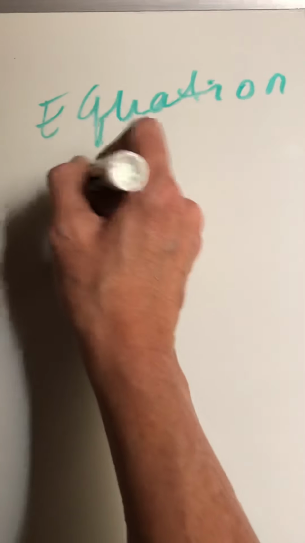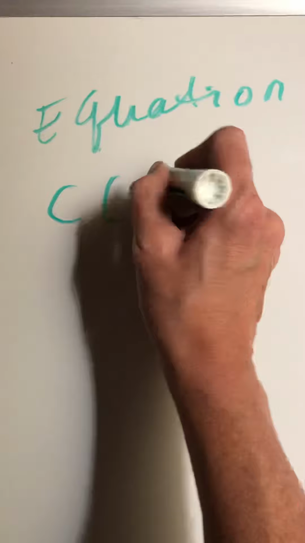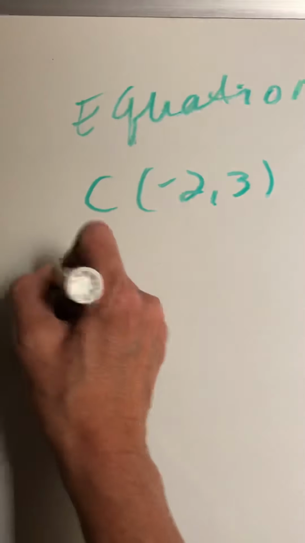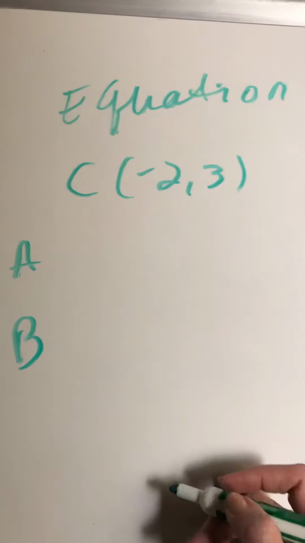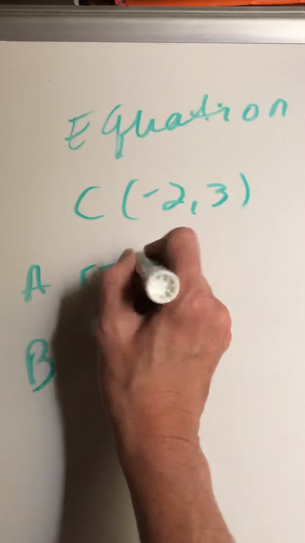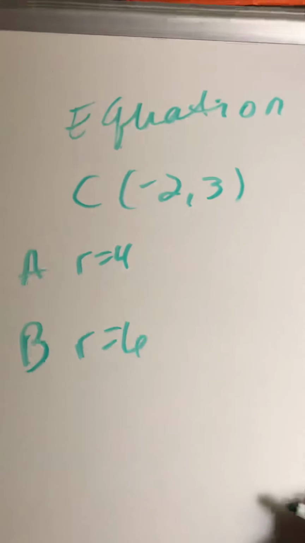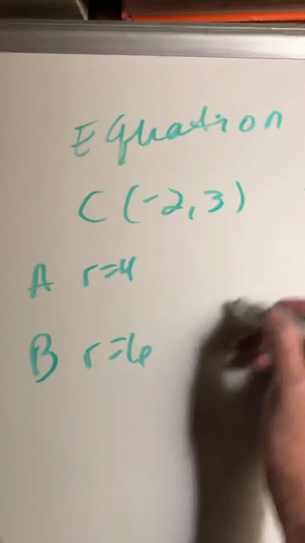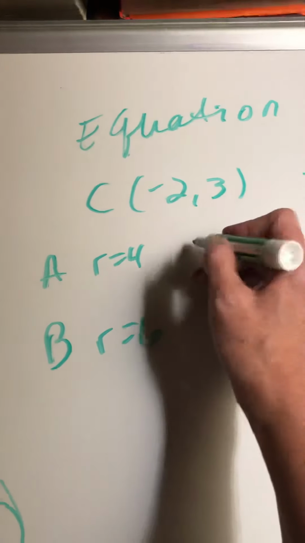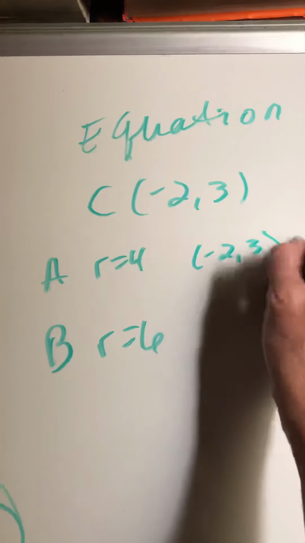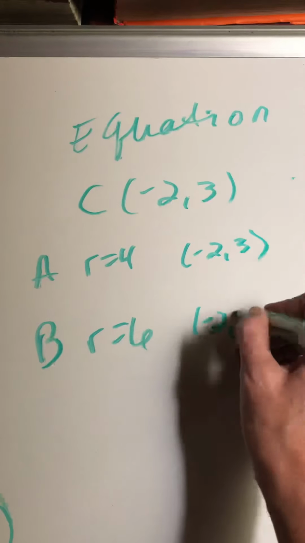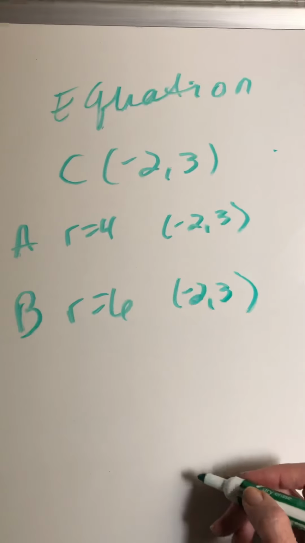So let's see, the center is -2, 3. And I've got circle A and circle B. Circle A has a radius of 4. Circle B has a radius of 6. But they are concentric. So if they're concentric, that means they have the same center. That means the center for A is -2, 3. The center for B is -2, 3.